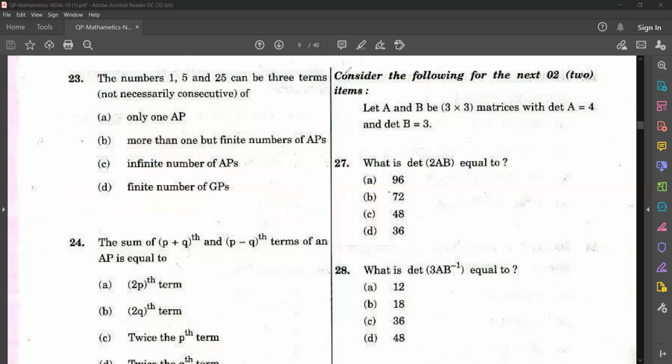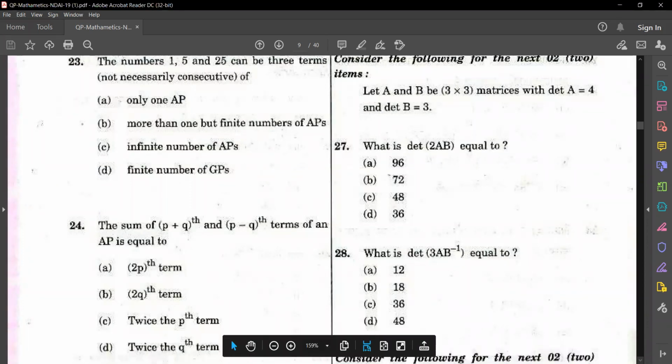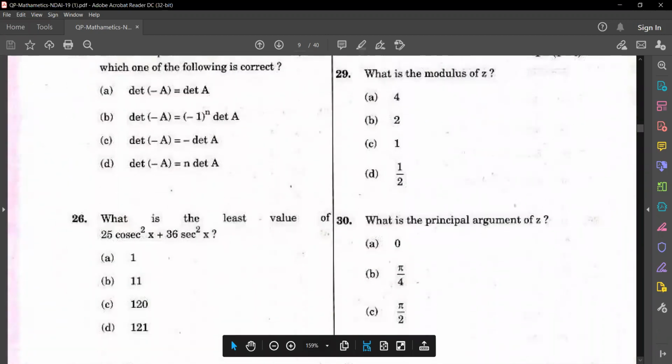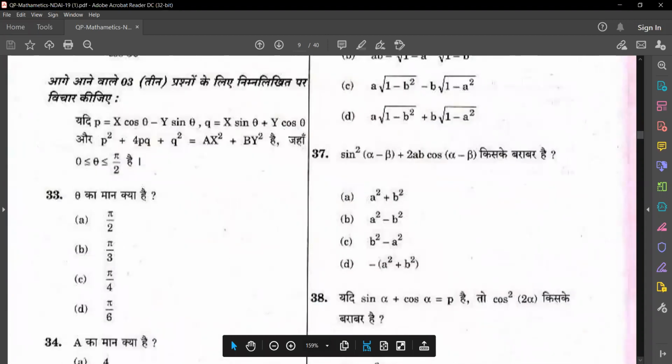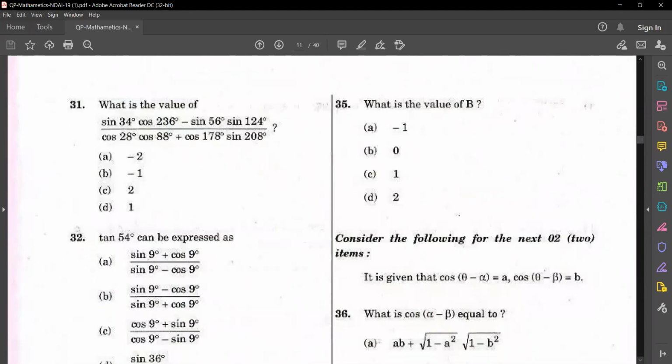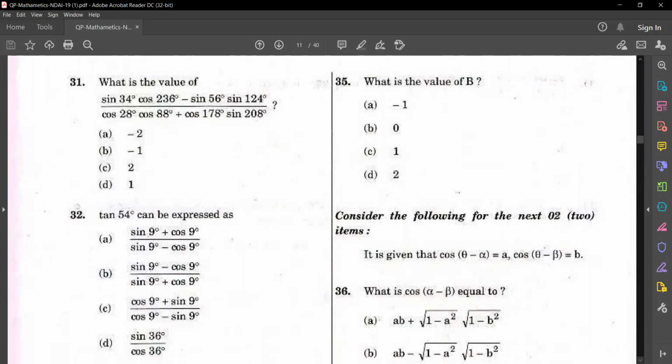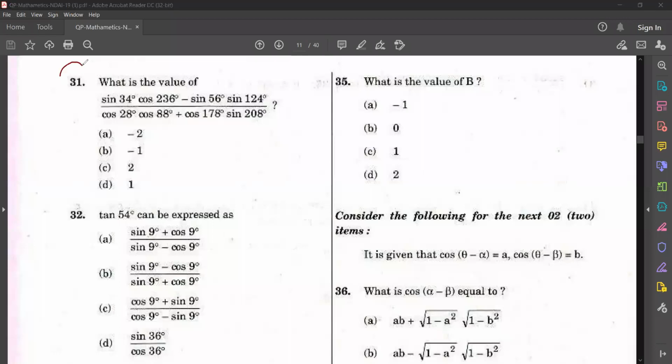Let's go to another question. What is the value of the 31st question? You have to see the 31st question now. What is the value of sin 34 cos 236 - sin 56 sin 124, divided by cos 28 cos 88 + cos 178 sin 208?